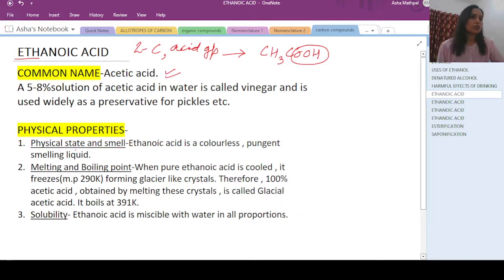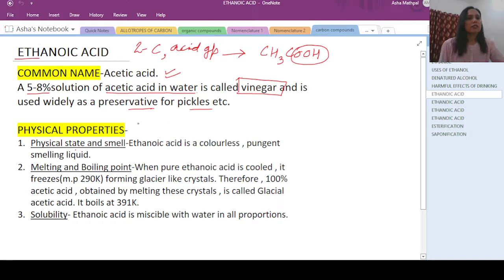A solution of 5 to 8% of acetic acid in water is popularly called vinegar, and you all are familiar with this term vinegar. It is a very common household name which is usually used in kitchens, and the vinegar is used as a preservative mostly in pickles and in some sauces also.